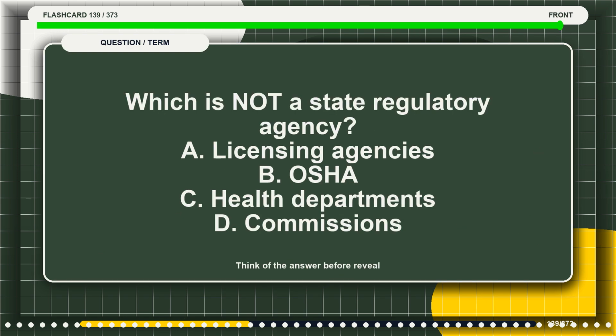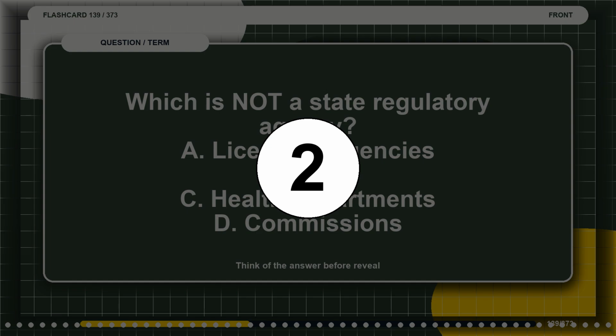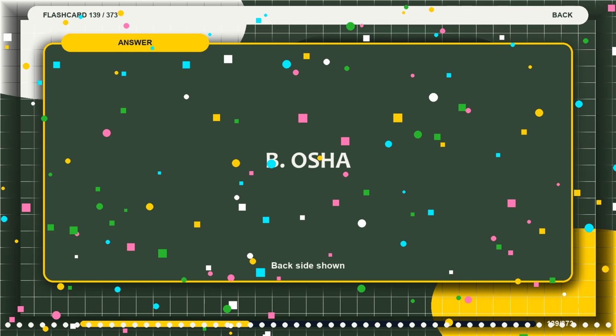Flashcard 139. Which is not a state regulatory agency? A. Licensing agencies. B. OSHA. C. Health departments. D. Commissions. Think of the answer before the reveal. The answer is B. OSHA.